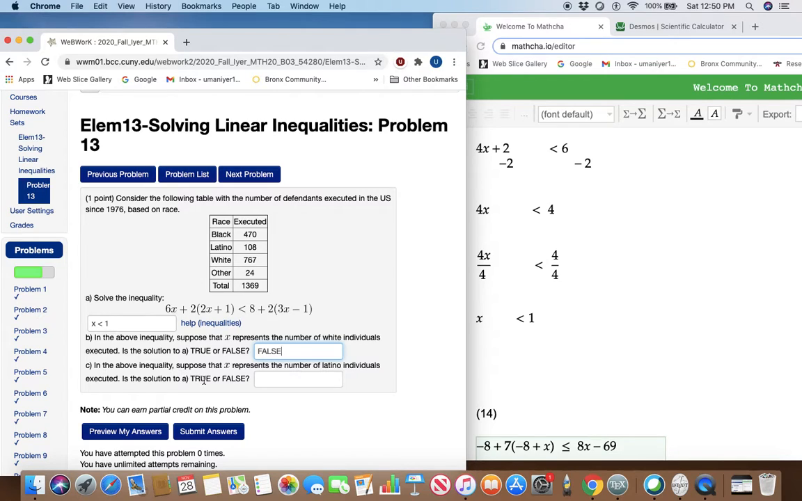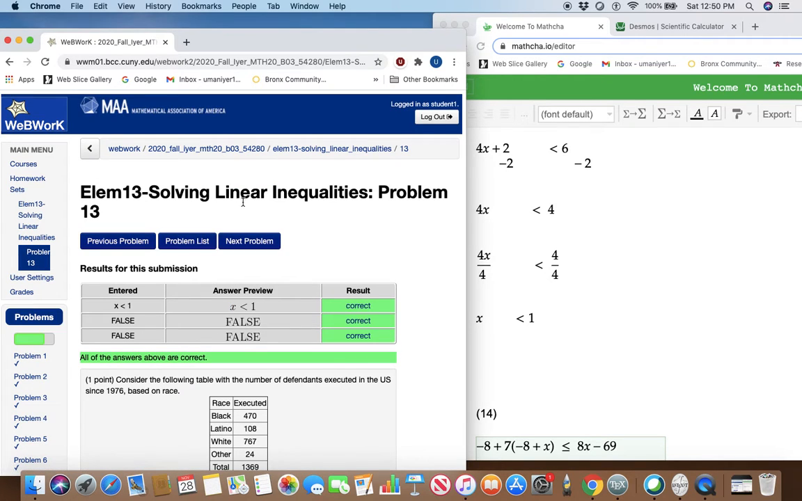In the above inequality, suppose x represents the number of Latino. Is the solution true or false? Less than 1, it is a false statement. Next.